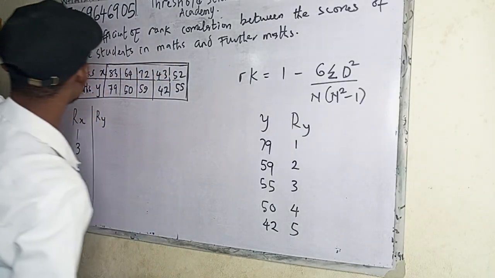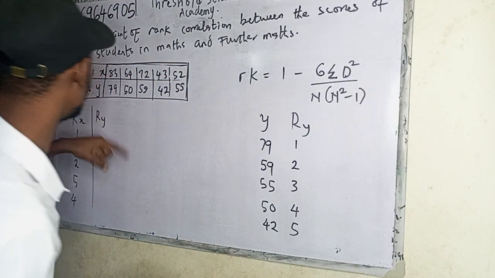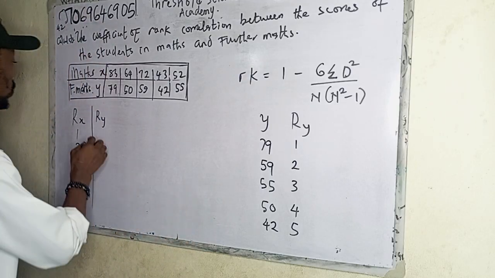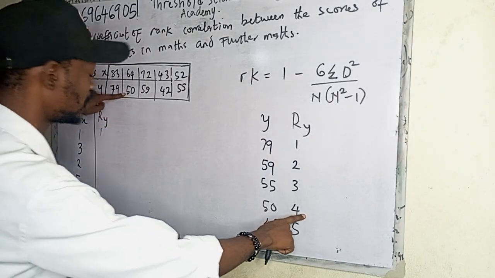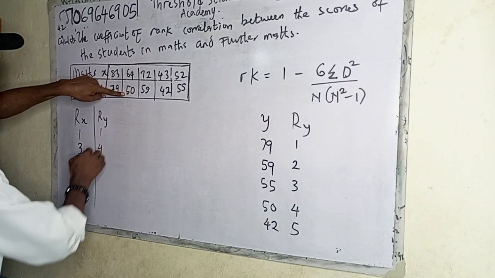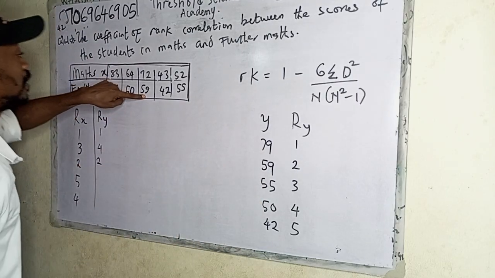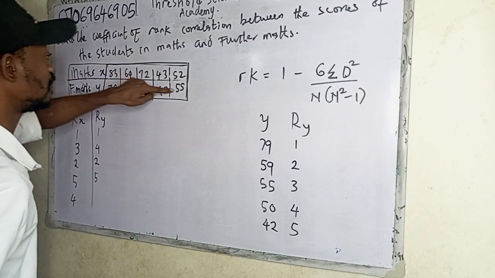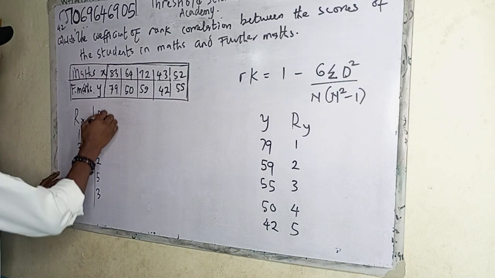All right. Then the next thing is I'm going to have to rank. So the first figure for Y, or the first score for Y, is 79. What's the rank for 79? 79 is 1. Then 50, what's the rank of 50? 50 is ranked 4. And then 59 is ranked 2. And then 42 is ranked 5. And then 55 is ranked 3. Okay, I'm done.